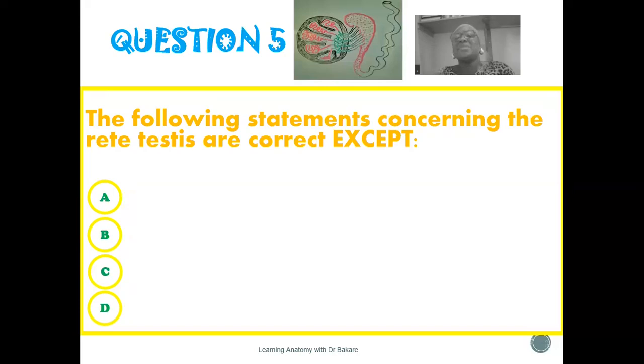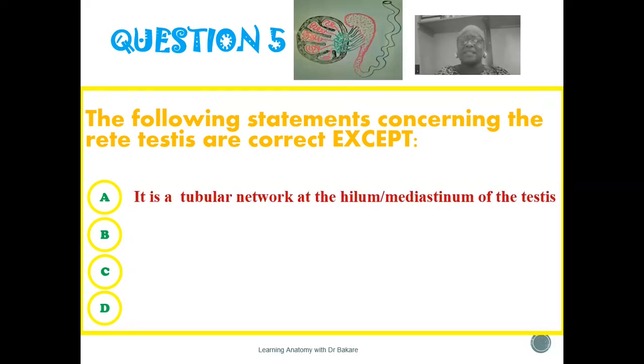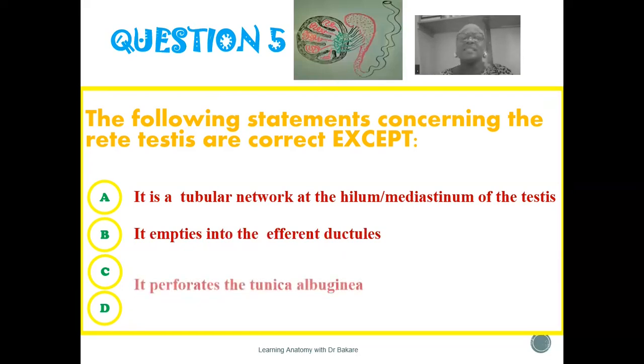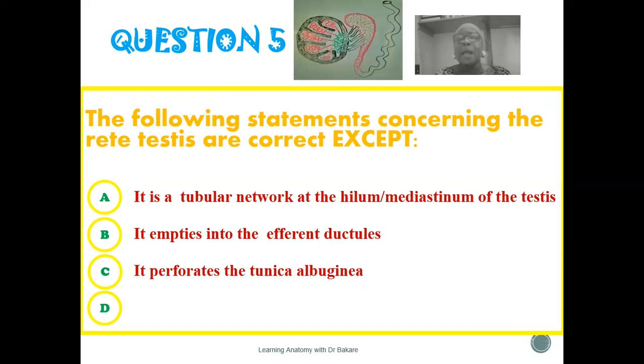The fifth question reads that the following statements concerning the rectus testis are correct, except the fact that it is a tubular network at the hilum or the mediastinum of the testis, or is it except the fact that it empties into the efferent ductules, or is it except the fact that the rectus testis perforates the tunica albuginea, or is it that the sperm at the point where it is located within the rectus testis is immobile? So which of these options is false concerning the rectus testis? This is what this question also represents.